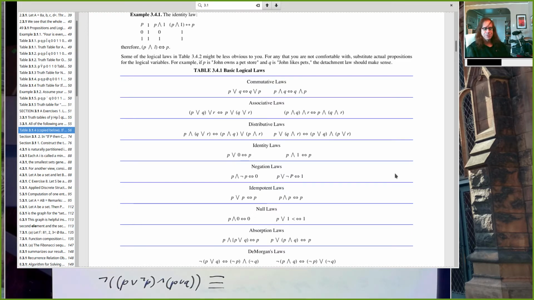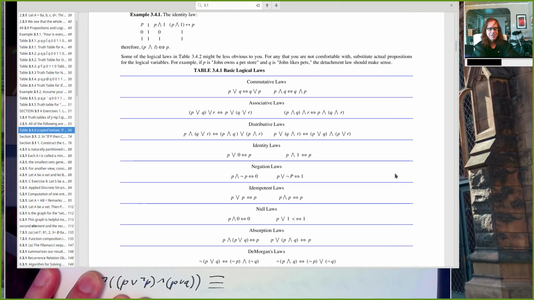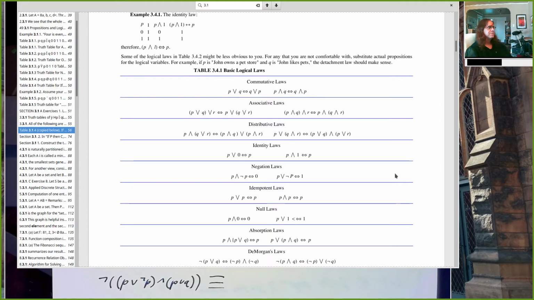P or not P is 1. Here we have the disjunction of P with the negation of P. And we know that's equal to 1. How do we know that's equal to 1? What's the fancy name of the law for that? Almost. The null law says p or 1 is equal to 1. Yeah, negation. I didn't mean for my cursor to be sitting right next to it, but it happened to be sitting right next to it. So that's the negation law.